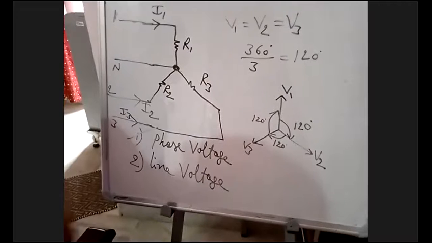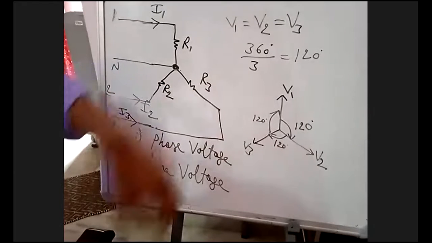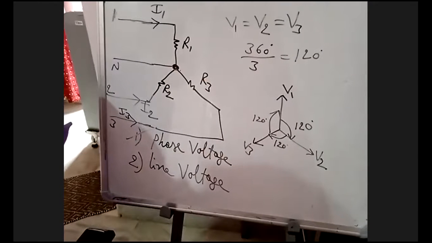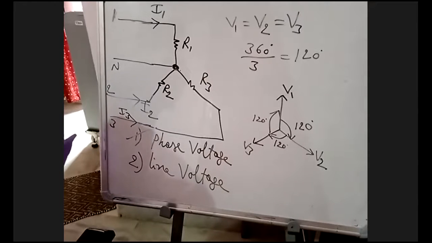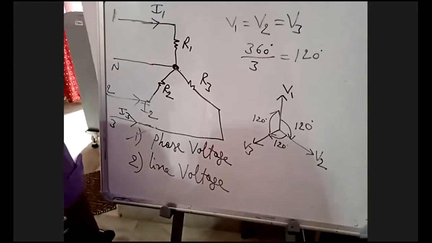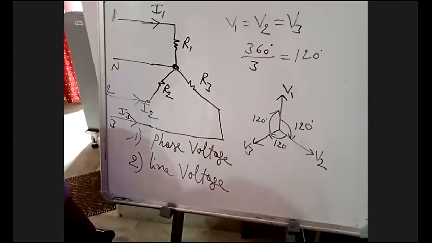Next, what is this angle? 120. Draw this diagram and write a note. Angle in between any two positive phase voltages is 120 degrees. Write down: angle in between any two positive phase voltages is 120 degrees.